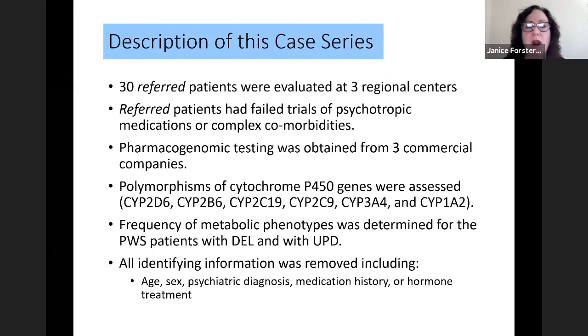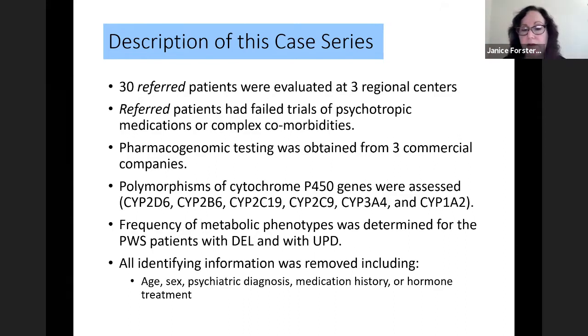And so this is our case series of 30 referred patients that were evaluated in 3 regional centers. Referred means that they had failed trials of psychotropic medications, or they presented with complex comorbidities that would require more than one medication for treatment effect. Pharmacogenomic testing was obtained from 3 different commercial companies. Polymorphisms of genes were assessed, and the frequency of metabolic phenotypes was determined for PWS patients with deletion and UPD.